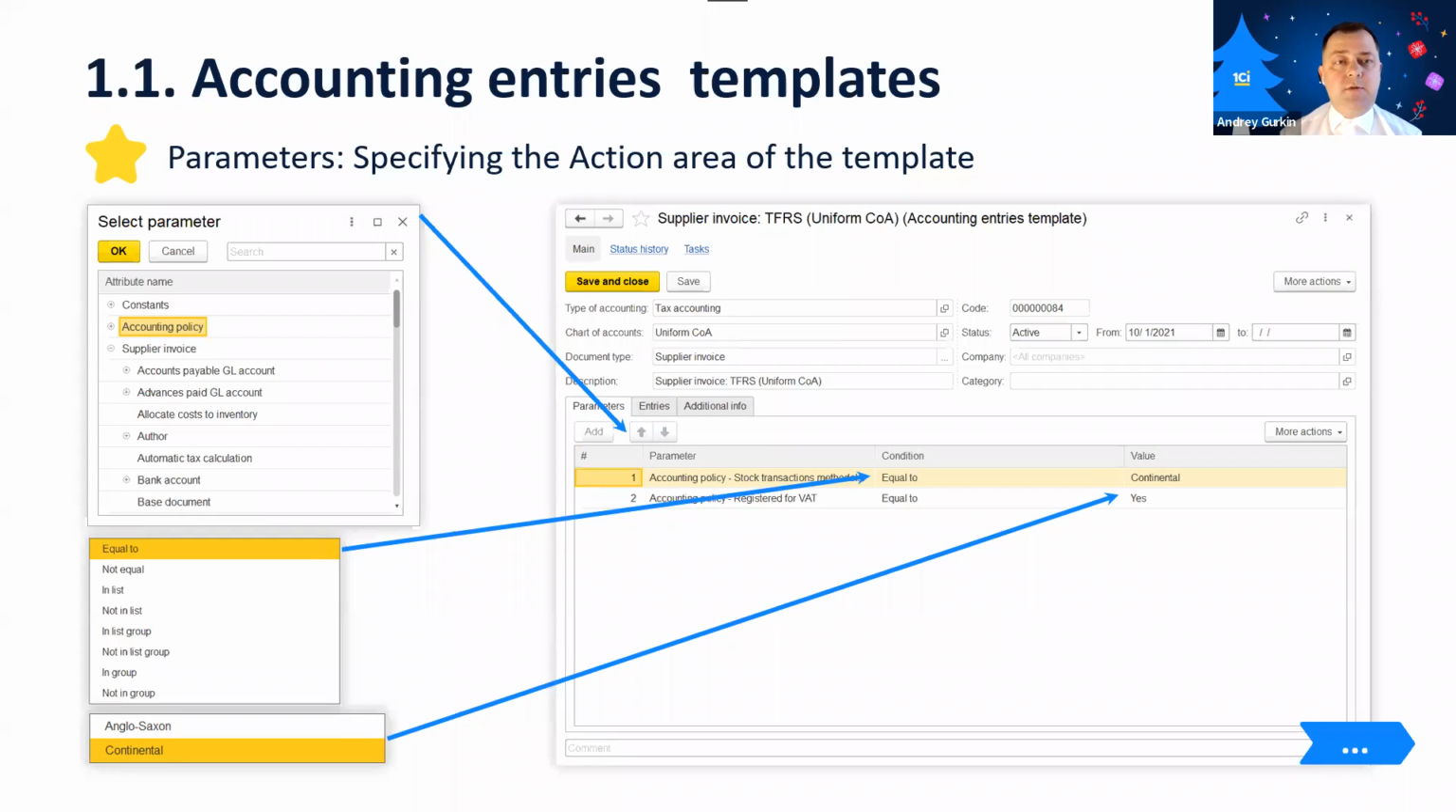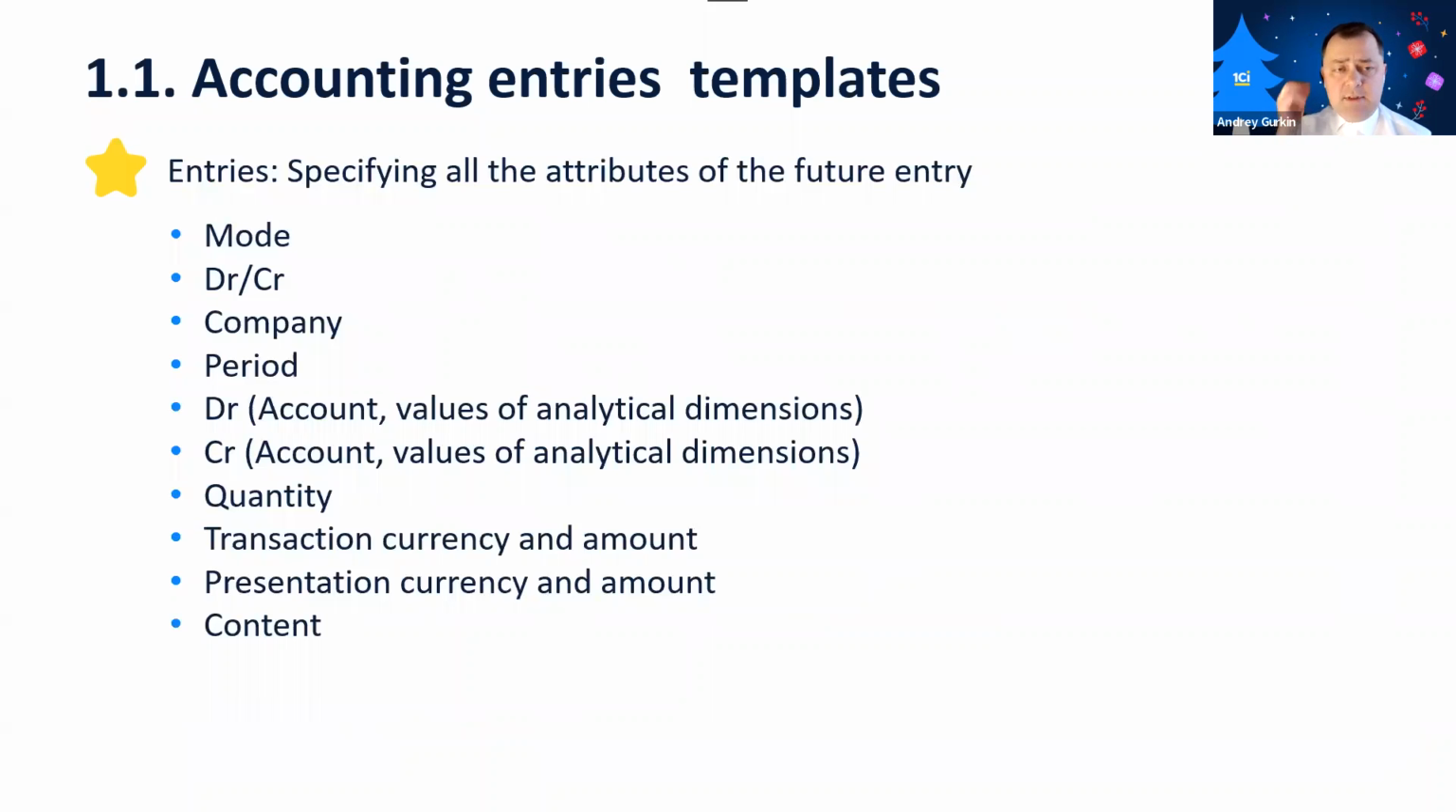So let's start from the accounting entries templates. This looks like here. We have a new catalog for it, where we narrow all the parameters that we have on the top, for example, type of accounting, chart of accounts, and so on. And we can specify it more by selecting different parameters. I'll show you how it works. And after that, we should specify all the attributes of the future entry that will be generated by our source document or transaction.